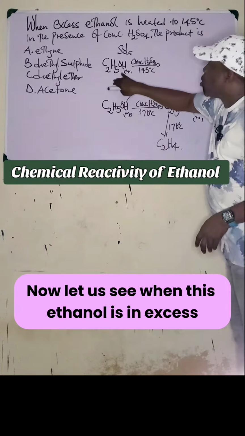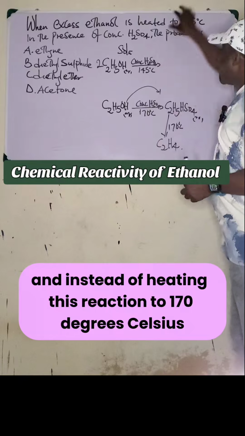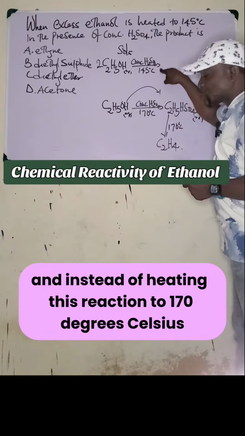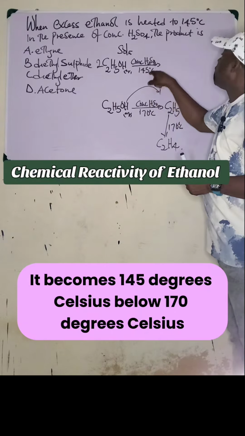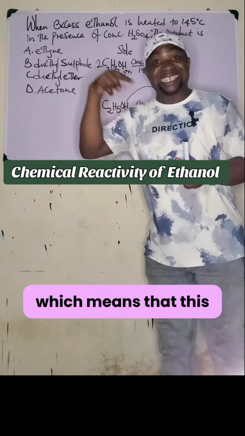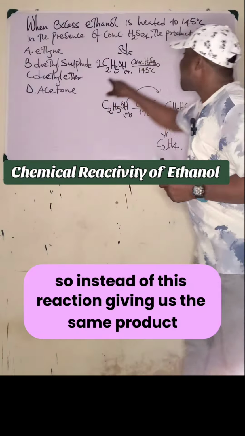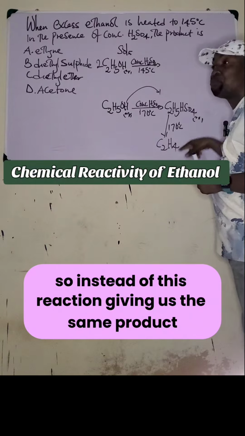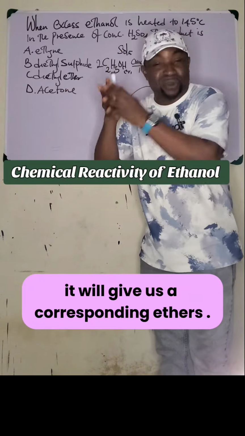Now let us see when this ethanol is in excess. I am adding 2 here, and instead of heating this reaction to 170 degrees Celsius, it becomes 145 degrees Celsius, below 170 degrees Celsius, which means that this reaction will give us a different product altogether. So instead of giving us the corresponding alkene, it will give us a corresponding ether.